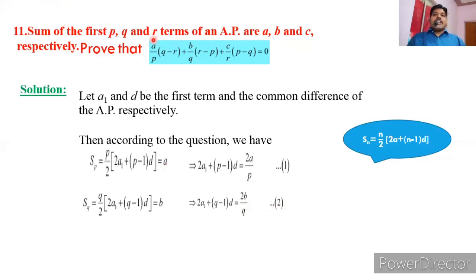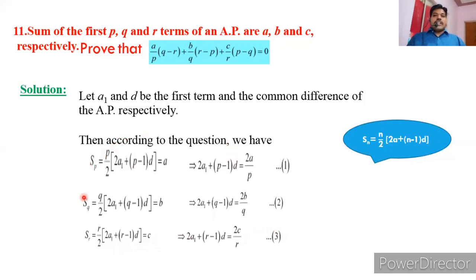Similarly, in the question they have given one more step. What is that step? Observe this one. Sum of first r terms is c. Similarly, you can take Sr. What is the Sr? r by 2 into 2a1 plus r minus 1 into d, that is equal to c. So from this step, similarly, you can take 2a1 plus r minus 1 into d is equal to 2c by r. So this is the equation number 3.